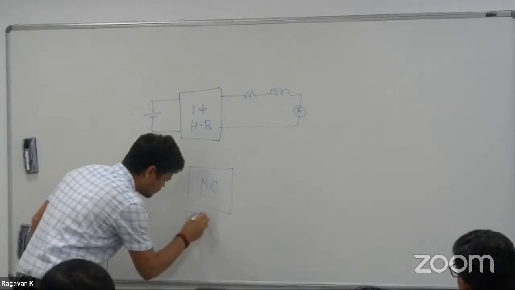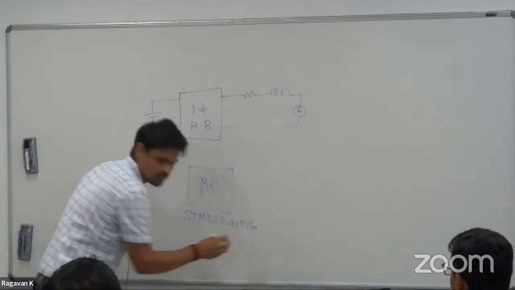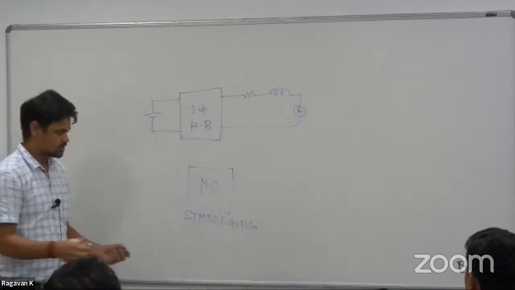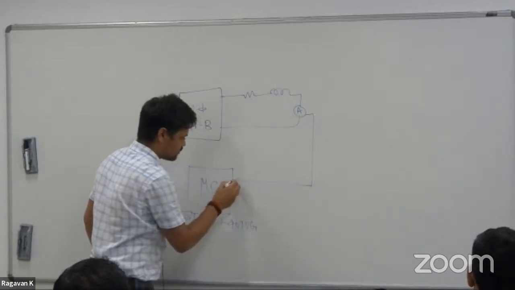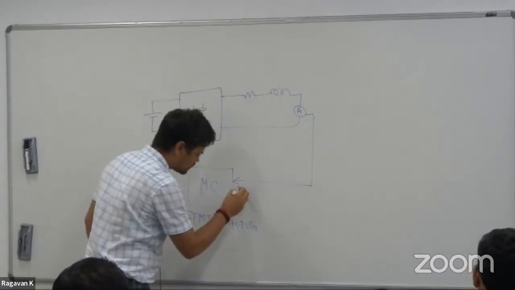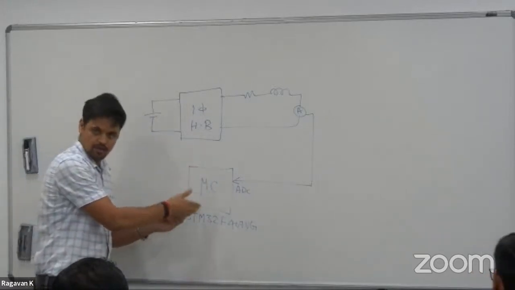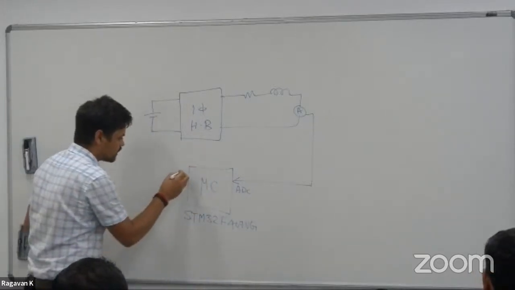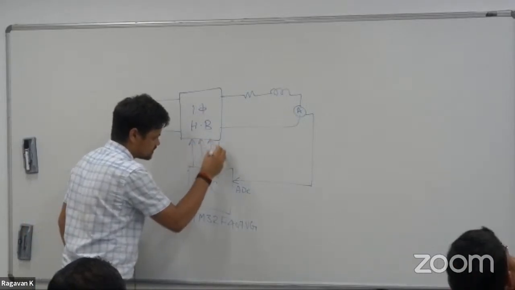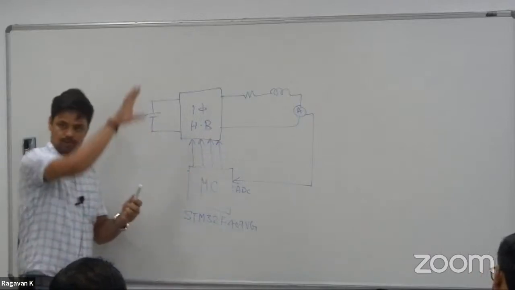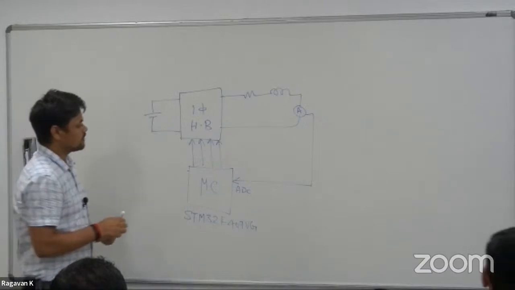to the STM32F407VG, which we are going to use. It's a 32-bit microcontroller. We are getting this current into the microcontroller through the ADC port. And we are writing the hysteresis code inside the microcontroller, and according to that we are getting 4 gate signals, upper switch and lower switch for the single leg and then the second leg.